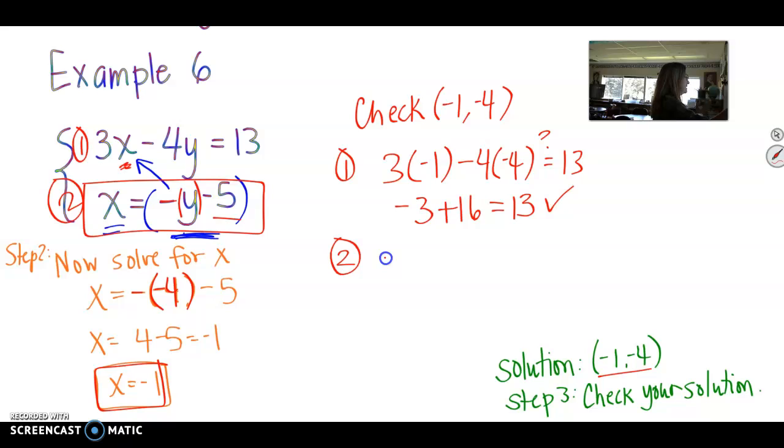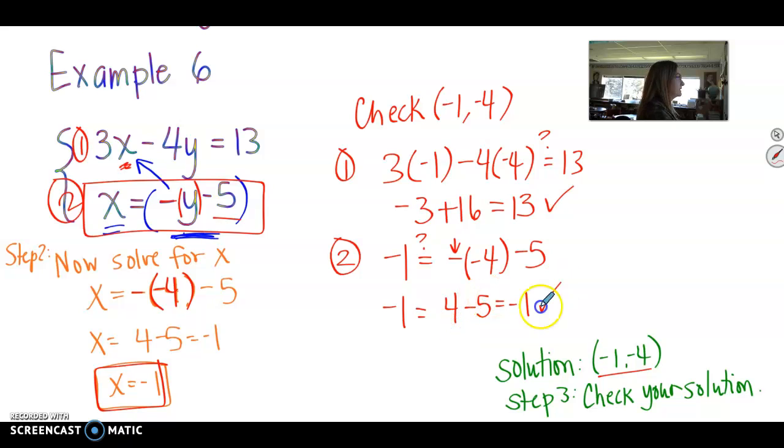So we have negative 1, I'm putting in for x, equals negative, and y is negative 4, got that double negative again, minus 5. Does this work, or does it equal each other? The opposite of negative 4, think of this as the opposite of negative 4, which is positive 4, minus 5, which does equal negative 1. So that checks. All right, so in the next video I will do another substitution and some elimination.